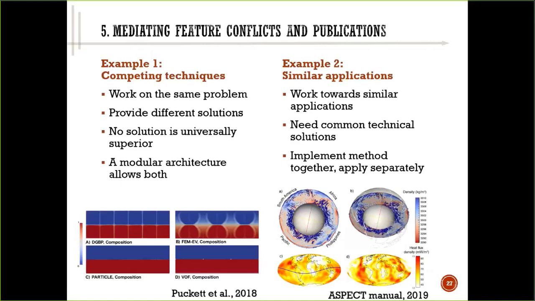So one of the very common conflicts or social challenges that you will encounter during a software project is that of feature conflict. There are several different ways this could happen. I have some examples on this slide. For example, you could have several groups who want to solve the same problem, but they provide different solutions, different techniques to resolve that problem. And in the worst case, none of these solutions is universally superior, so you can't decide which one to accept.